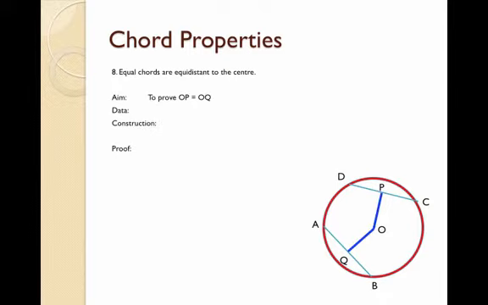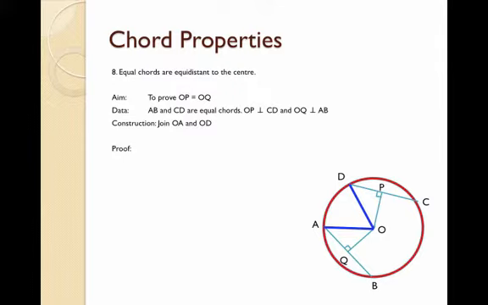We want to prove that OP equals OQ. This will prove they are both the same distance from the center. The only information we have is that the two chords AB and CD are equal to each other. And because we're going for the shortest distance between the center and the chords, we know that OP is perpendicular to CD and OQ is perpendicular to AB. We will need to join OA and OD together to form two triangles, which we will try to prove the two sides, OP and OQ, are equal to each other.